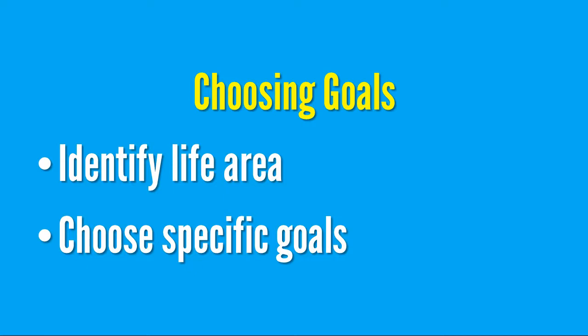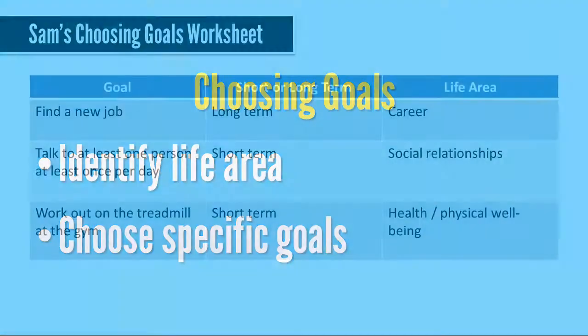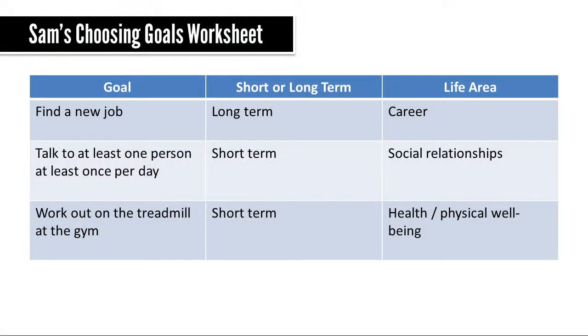Okay, so let's look at Sam and Charlie's goal choosing worksheets to give you a better idea of what I mean by this. So Sam's choosing goals worksheet looked like this. So her first goal was to find a new job, and that for her was a long-term goal in the life area or domain of career. Her second goal was to talk to at least one person at least once per day. That's a short-term goal in the life area of social relationships. And her third goal was to work out on the treadmill at the gym, of course a short-term goal, and in the life area of health or physical well-being.